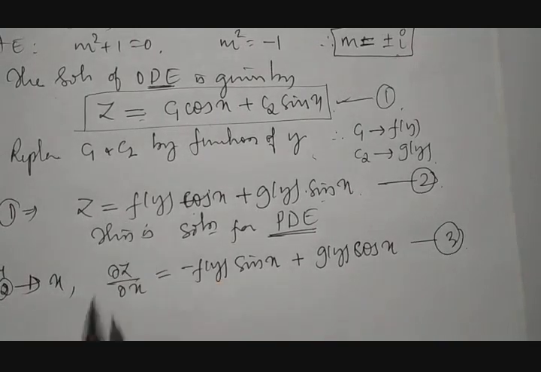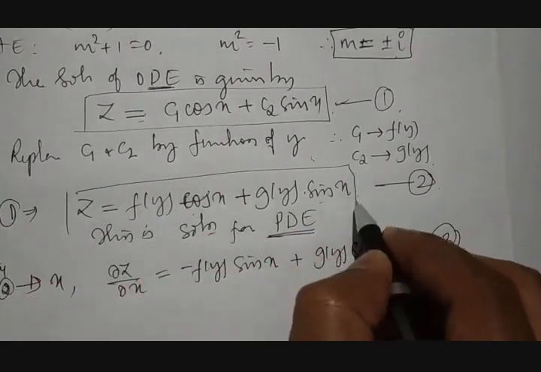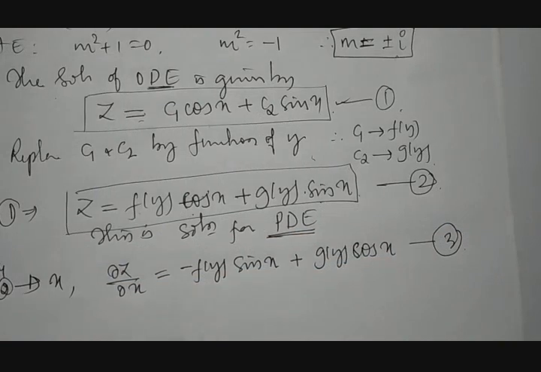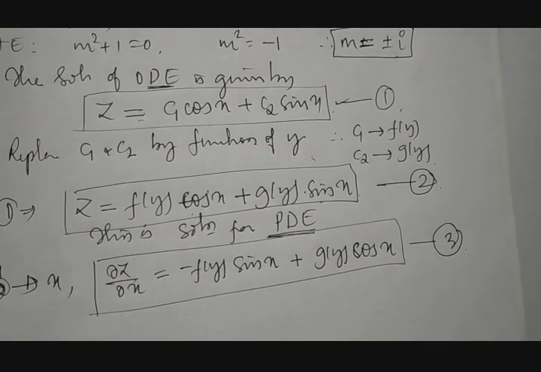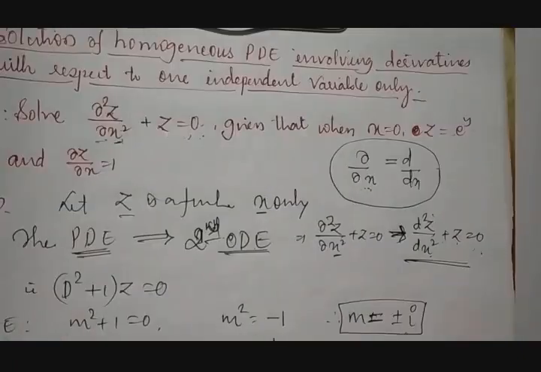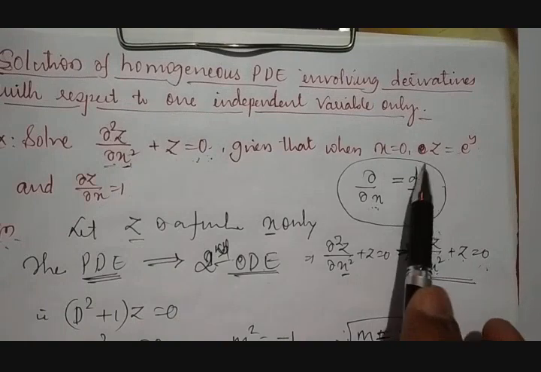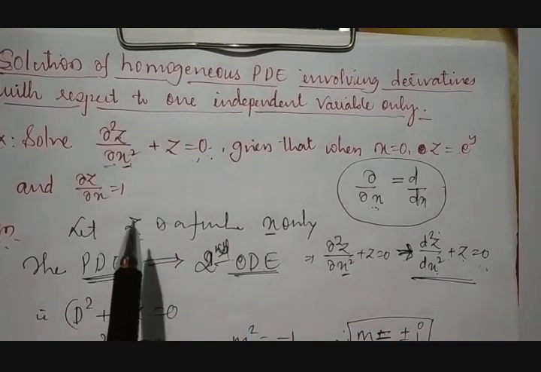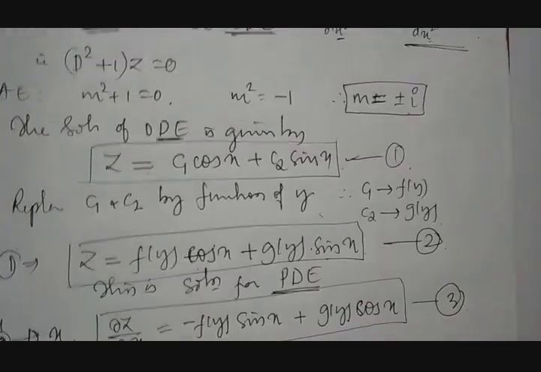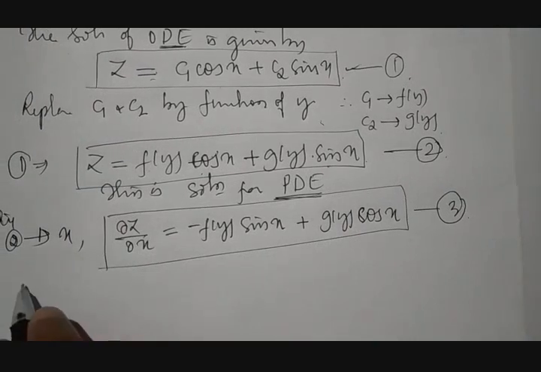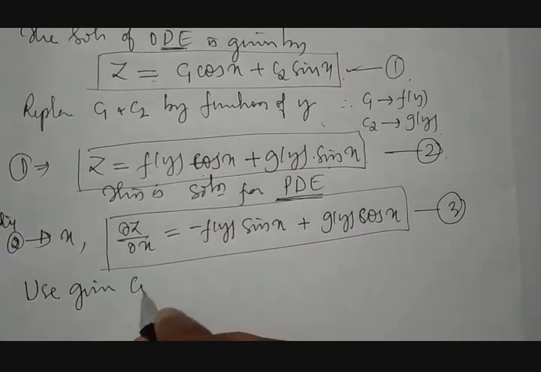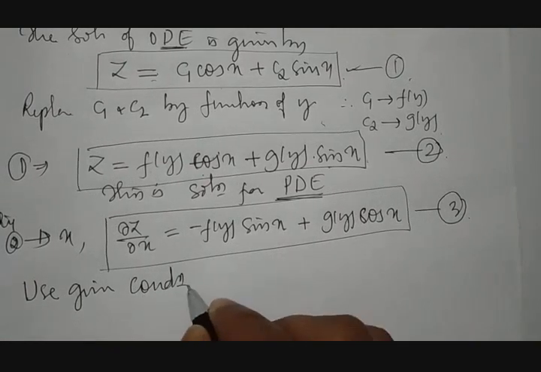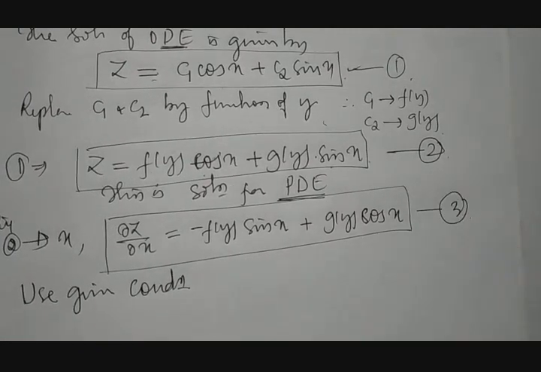Now I'll mark a few equations here. Equation number 1 is nothing but a solution of a partial differential equation. Then we have taken its derivative as equation number 3. Why is it taken as a derivative? Because in the given conditions, dou z by dou x is also required. Therefore, use the given conditions in equation number 2 and 3.